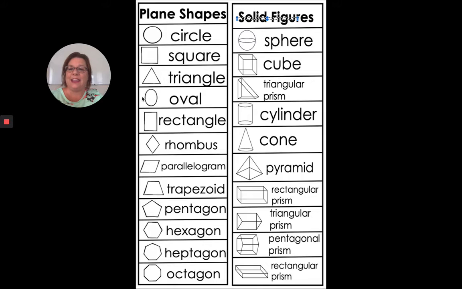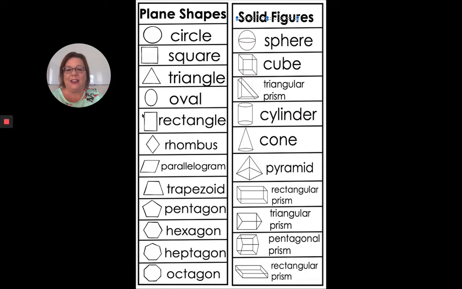The next shape is an oval. An oval is a continuous curved line that keeps going and going and going. It never stops. And it does not have any sides or corners. Let's spell oval. O-V-A-L.